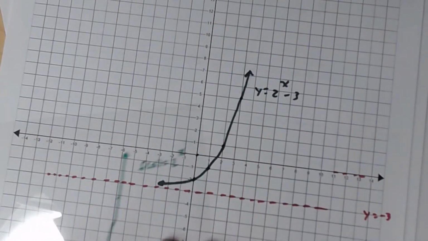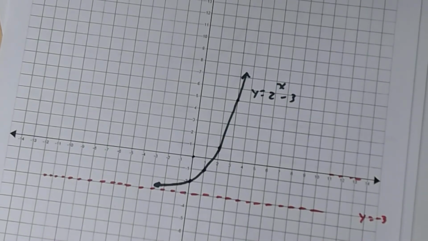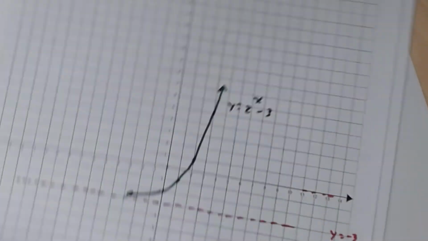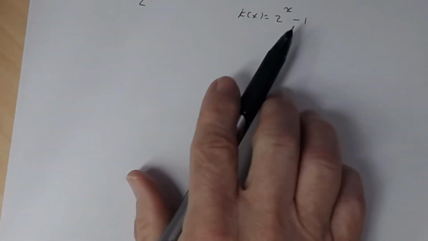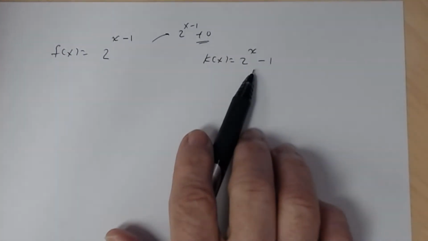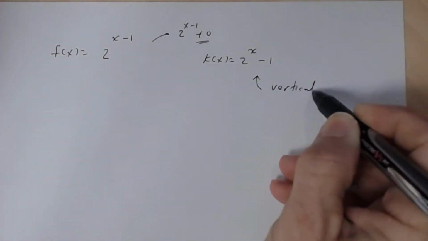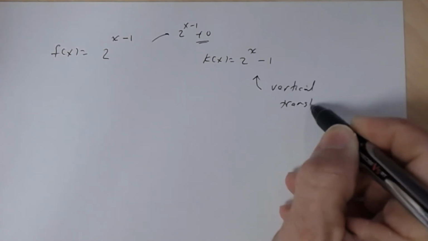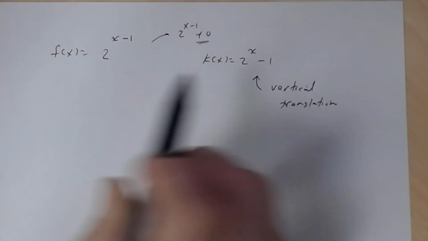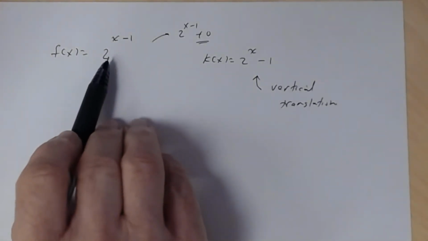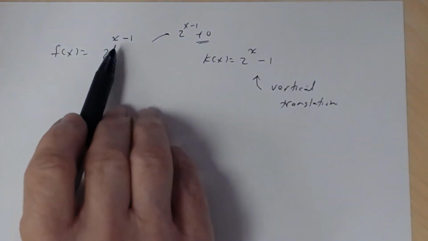Okay, now let me say this again. This right here, this is what kind of translation? This is a vertical translation. This right here, what kind of translation is this? This is a horizontal translation.